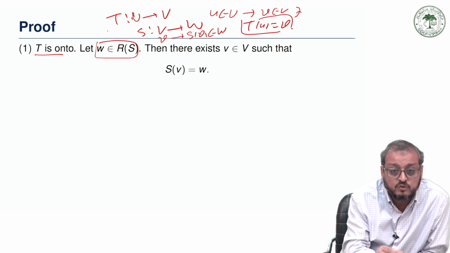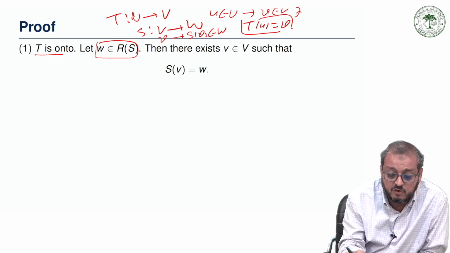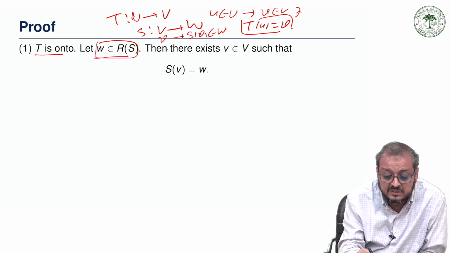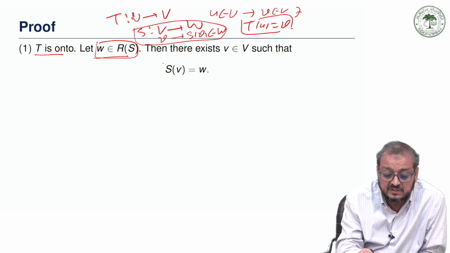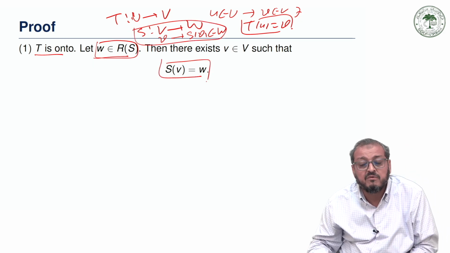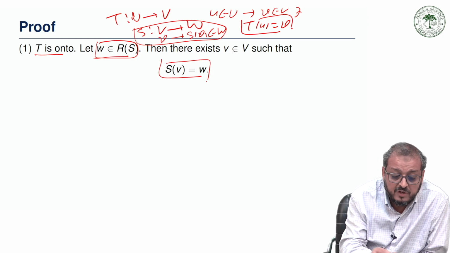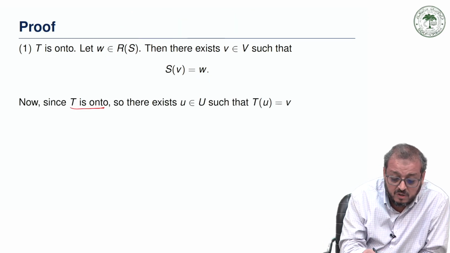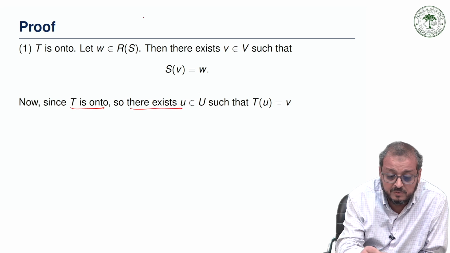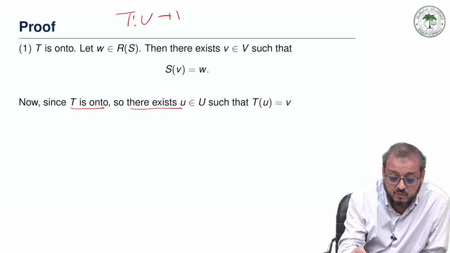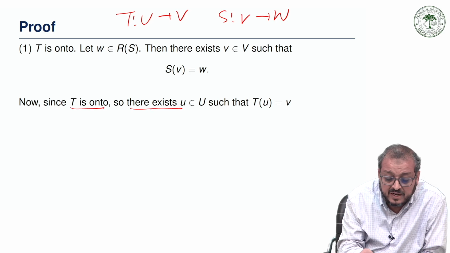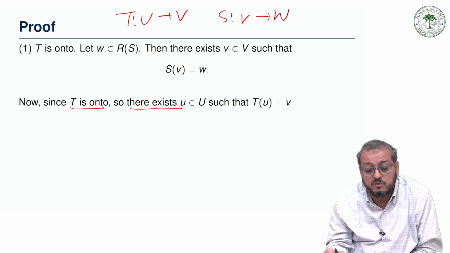So we choose an arbitrary element in the range of S. Then there exists a v belonging to V, and by the definition, S of v can be written in the form of w. And now we are given that T is onto, since T is from U to V and S from V to W. So there exists a u such that T of u is equal to v.